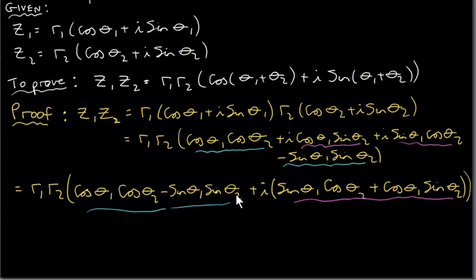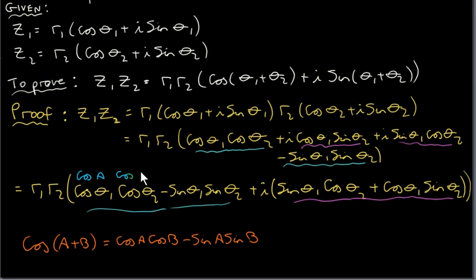Then we use trigonometric identities for compound angles. We realize that all of this expression here has the form cos A cos B minus sine A sine B, where A is equal to theta 1 and B is equal to theta 2. And we can replace all of this with cos A plus B. So this is the identity that we're going to use. So all of this thing here can be replaced with cos of A plus B, which is theta 1 plus theta 2.